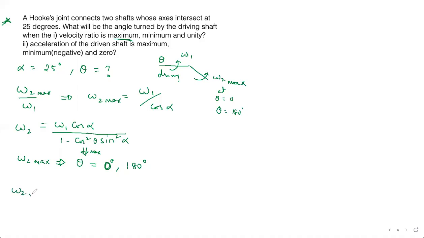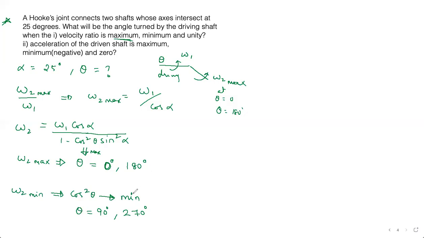So omega 2 minimum is when cos square theta should be minimum, right? So cos square theta minimum means I have two values, right? So theta is equal to 90 degrees because cos value is 0, as well as just add 180 to this, you will get 270. So every 180 degrees, cos theta repeats value. So at 90 and 270. Done.